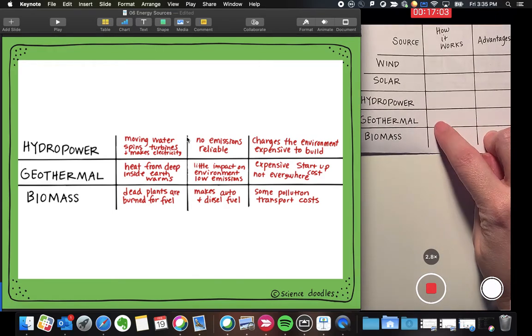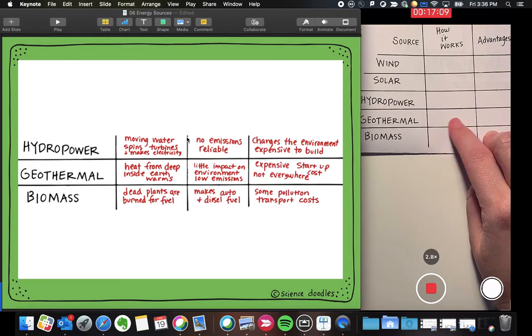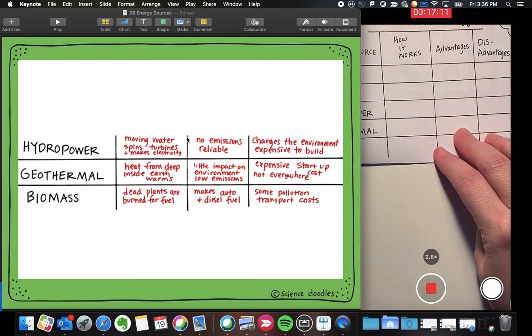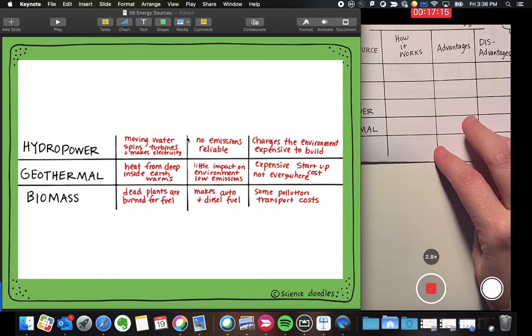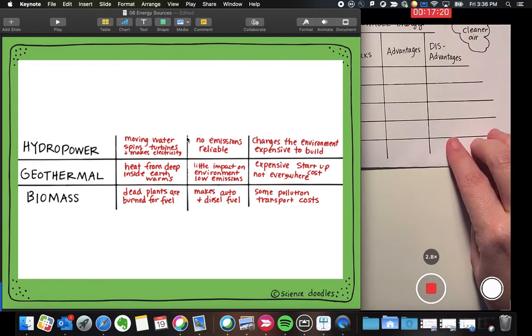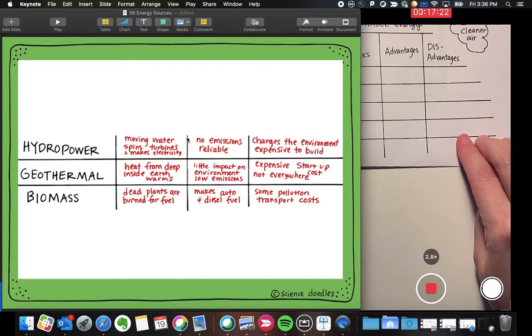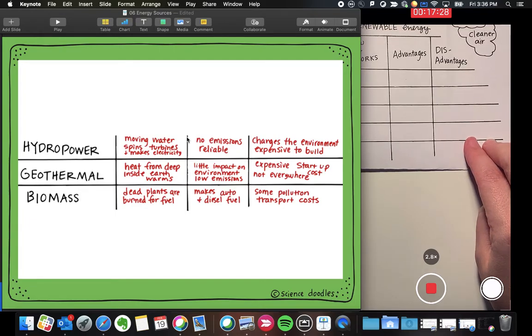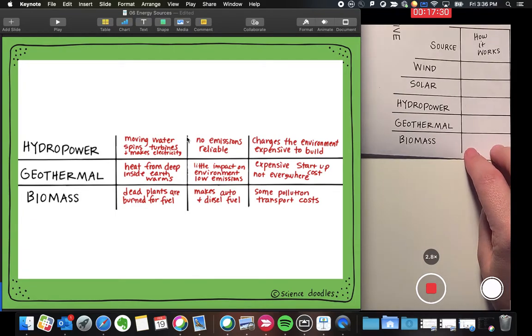Geothermal. How it works, heat from deep inside escapes up. Advantages, little impact on the environment, and there's very little emissions. So it doesn't hurt the environment, and there's just tiny bits of pollution that come out. Disadvantages, it's expensive to start, and it can't be everywhere.